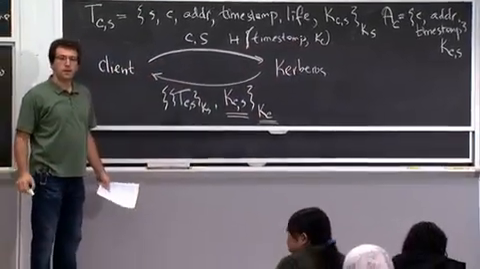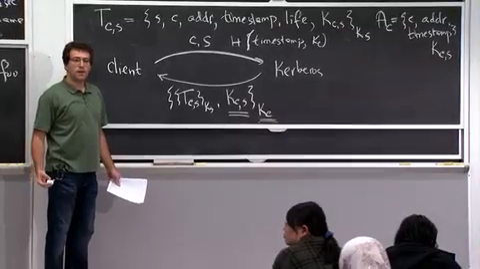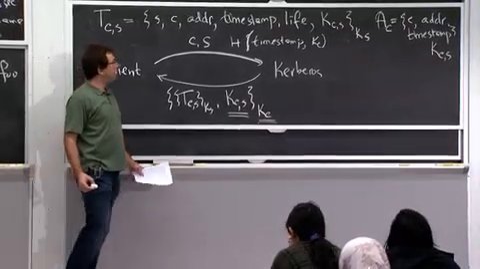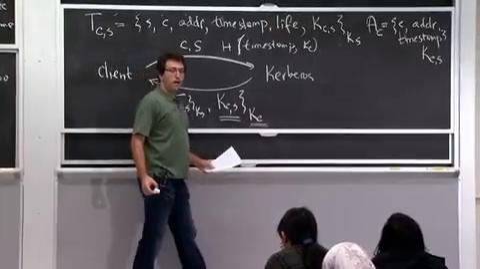Question? Why can't we just do a normal simple rate limit on the C and the S? If the server sees too many requests for C and S.